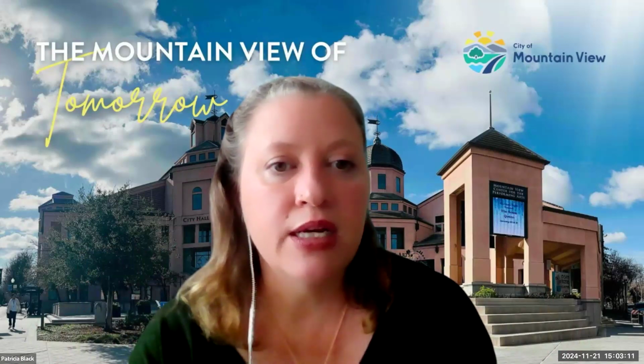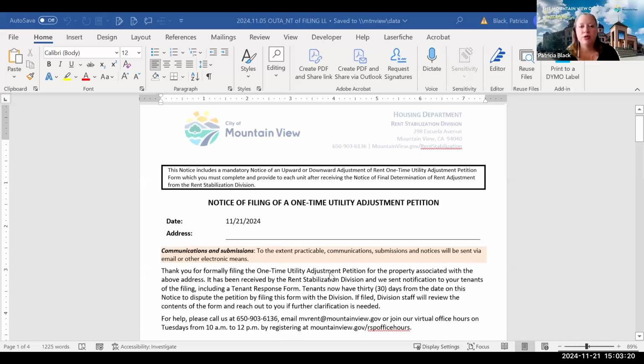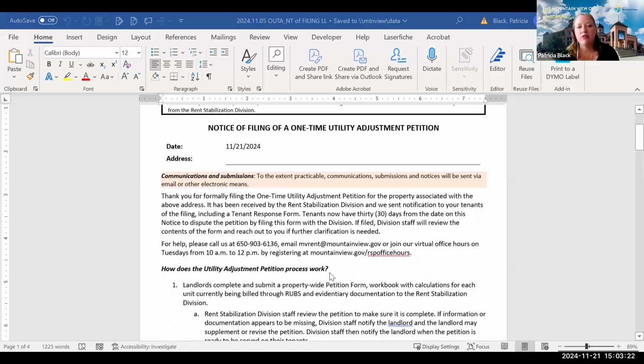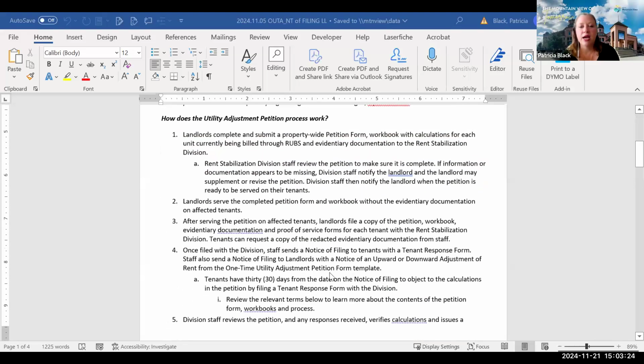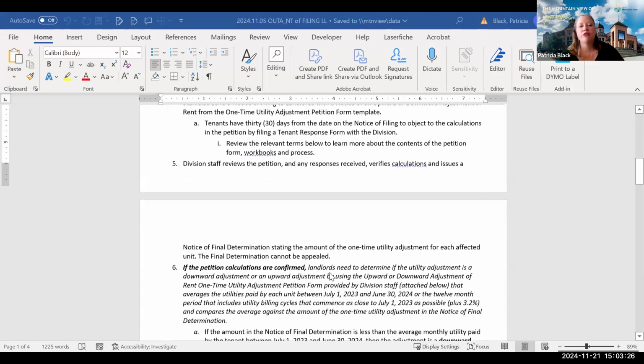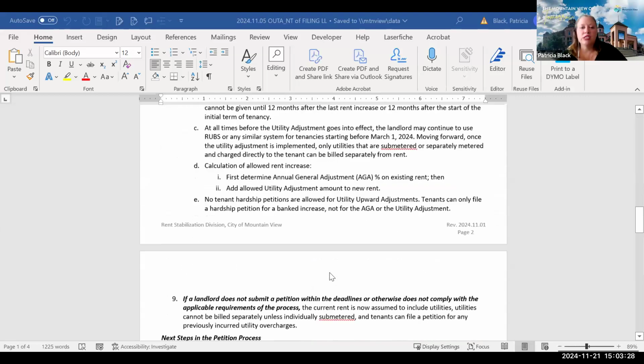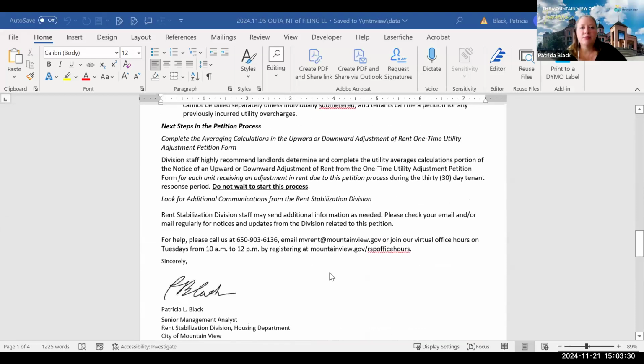And then once you serve it on your tenants, and we say, great, we've received it, we send out a notice of filing to your tenants, and then we also send out a notice of filing to you. This is what that looks like for you. So you're going to get this from me when you file it. It's going to say, thank you for filing this. Your tenants have time to review it. It goes over those details on what you need to do next and what your next steps are.